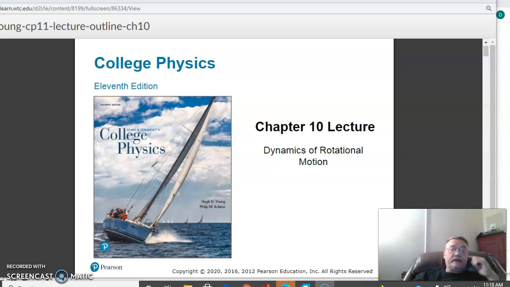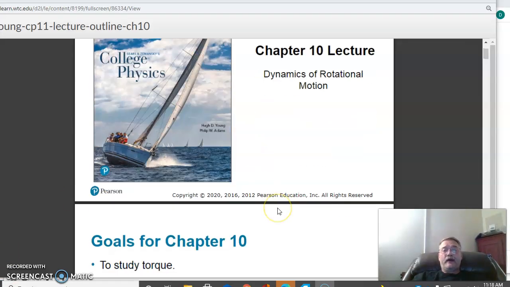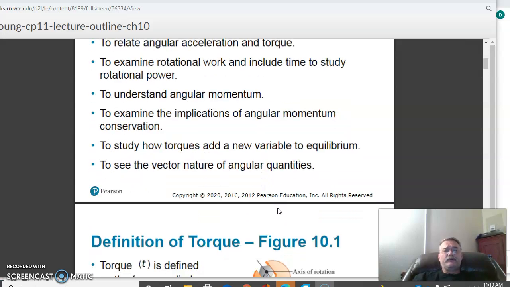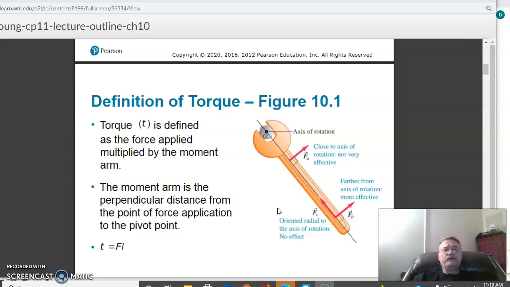This is Chapter 10, mini lecture on dynamics of rotational motion. So in Chapter 9, we introduced the concepts of angular momentum versus that of tangential speed and linear motion. Now we'll do some practical application of that, particularly in the two concepts, one being torque and the other being angular momentum, two ideas that are important to our understanding of rotational motion.